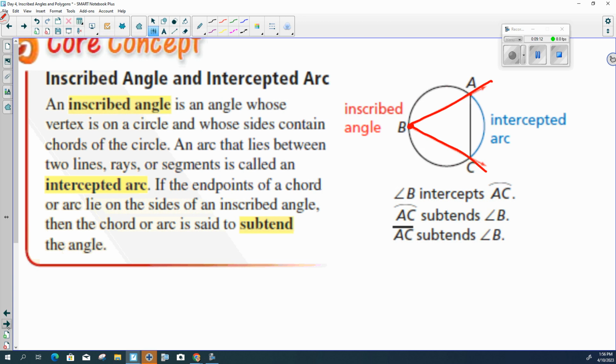So what's a non-example then? If I've got a circle, let's try it again. And it's a vertex, and I've got one side, but my other side is going outside the triangle. This is not an inscribed angle. This is not an example of that because both sides have to head through it and create a chord and an inscribed or an intercepted arc.